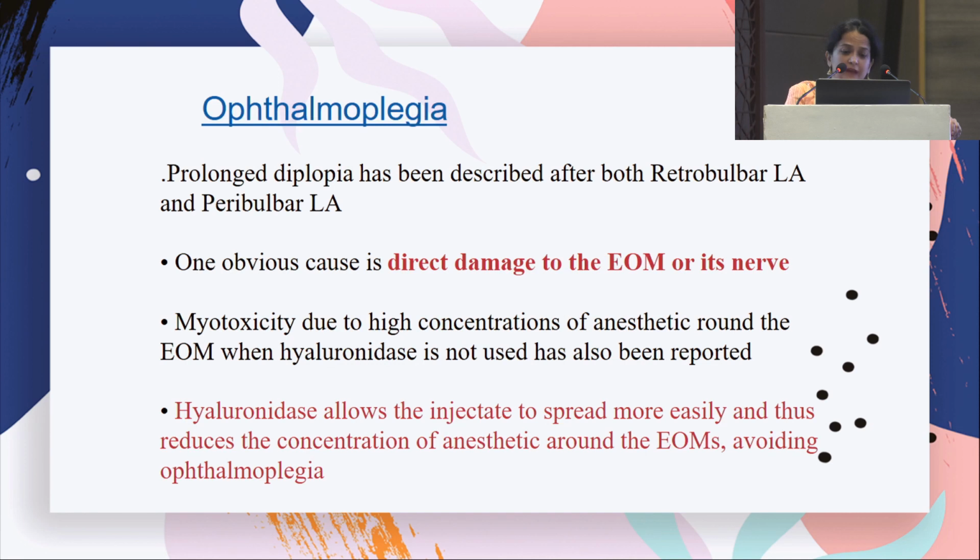Hyaluronidase has a benefit. It allows the local anesthetic to spread more easily, thus reducing the concentration of the anesthetic agent around the extraocular muscles. Otherwise, it can lead to direct damage to the extraocular muscle or its nerve, leading to myotoxicity with the effect of prolonged diplopia.